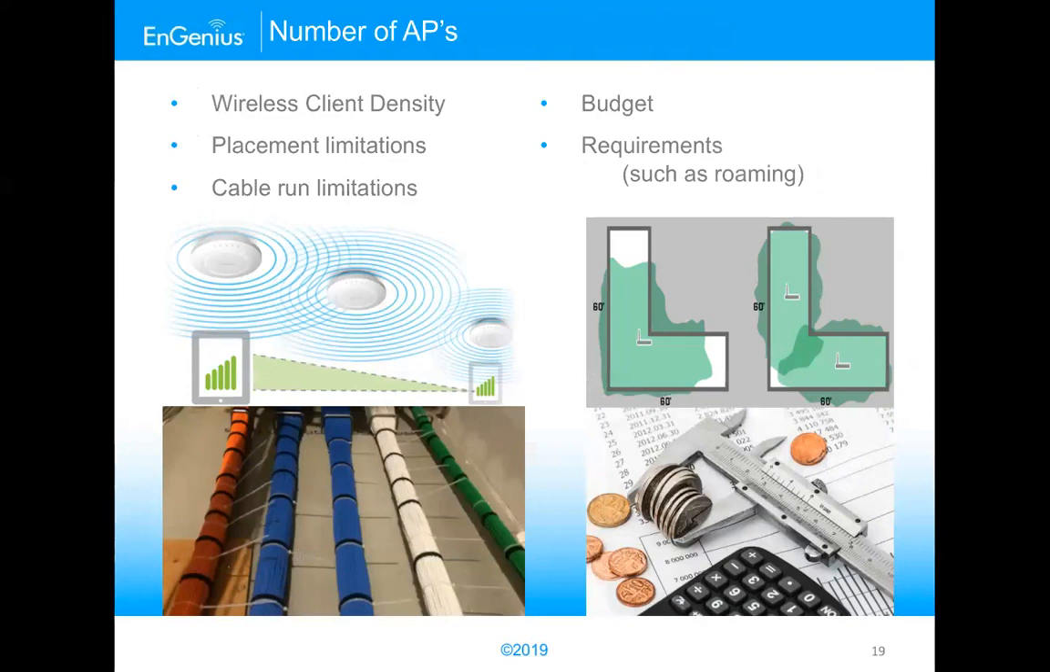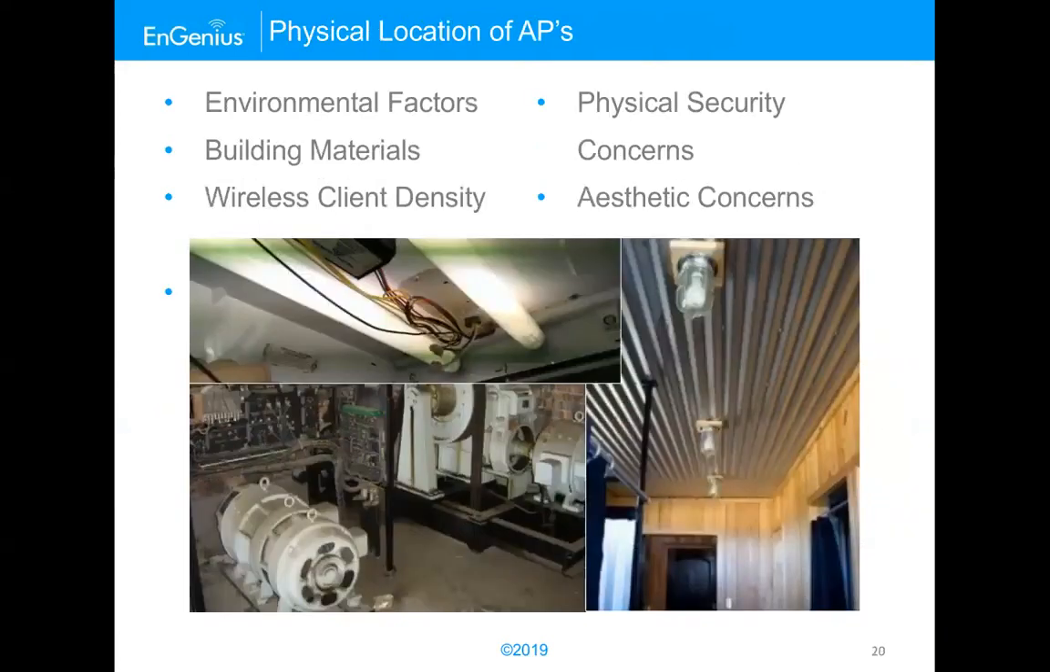Then we have things to take into consideration, such as wireless client density, placement limitations, cable run limitations. Obviously, budget's important as well, and requirements such as roaming. That's obviously going to determine the number of APs I choose. Another thing that determines the APs is environmental factors.